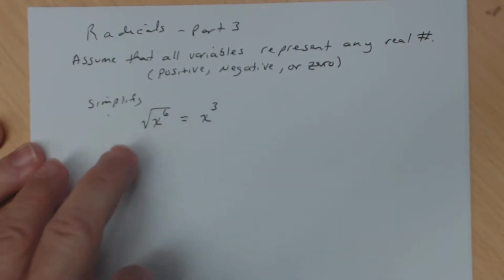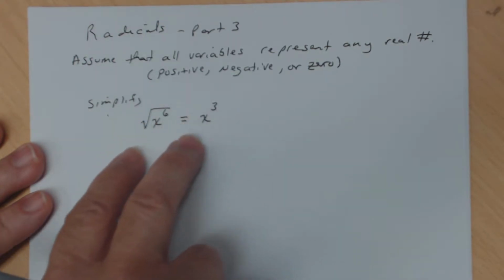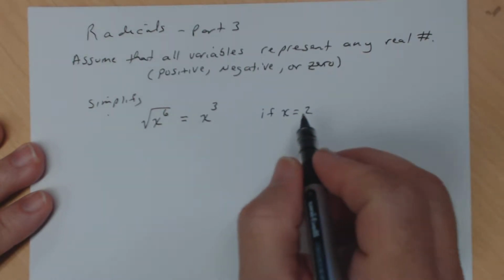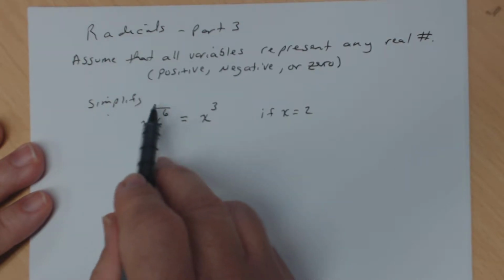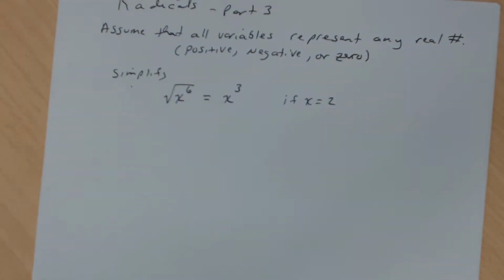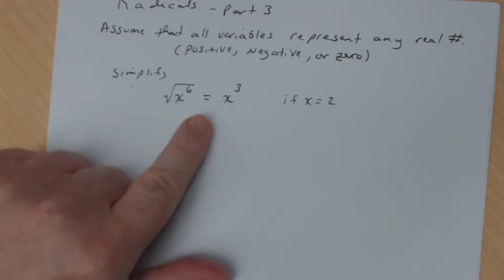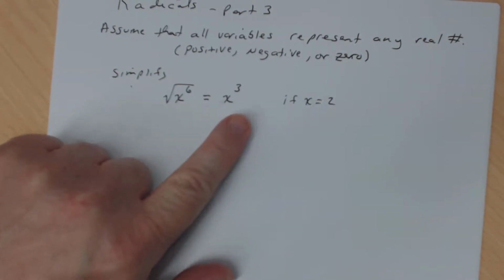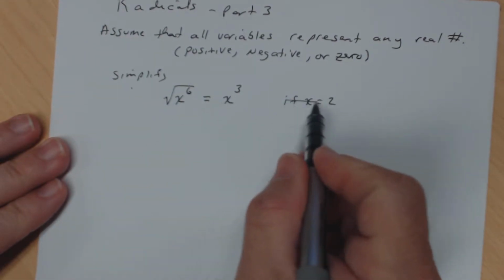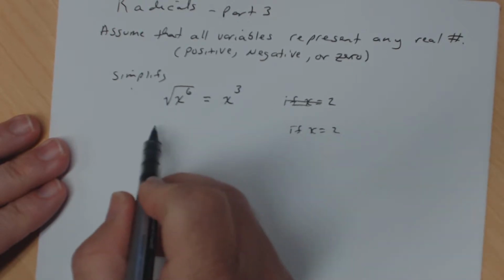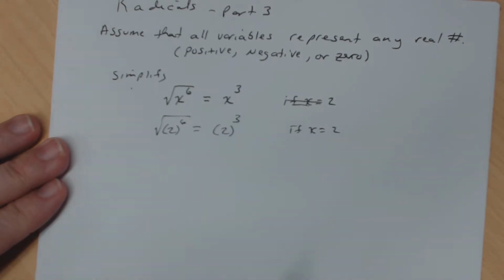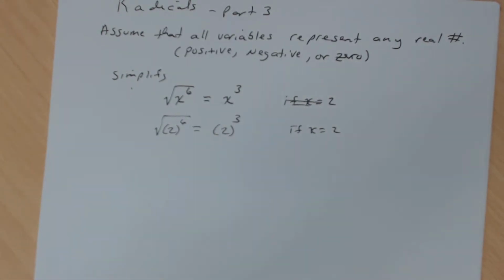All right, so let's look at this. In the previous lesson, we said to assume that the variables were positive or 0. So, for example, if x equals 2, let's see what the left side equals and what the right side equals. You're going to need a calculator for this. So we're going to let x equal 2 and see if that's actually true. If x equals 2, is this going to equal this? We have the square root of 2 to the 6th, and I want to see if that's going to equal 2 to the 3rd power. In place of x, I'm going to plug in 2.